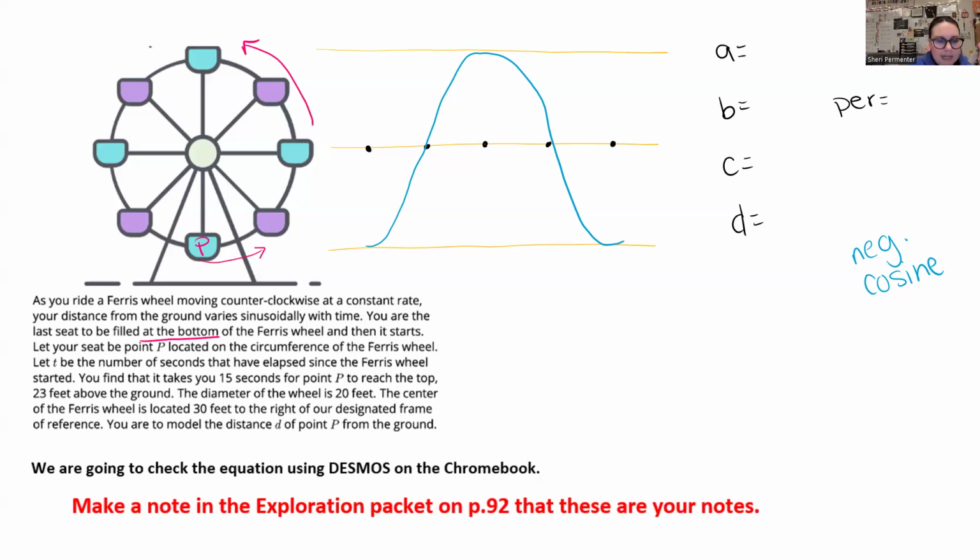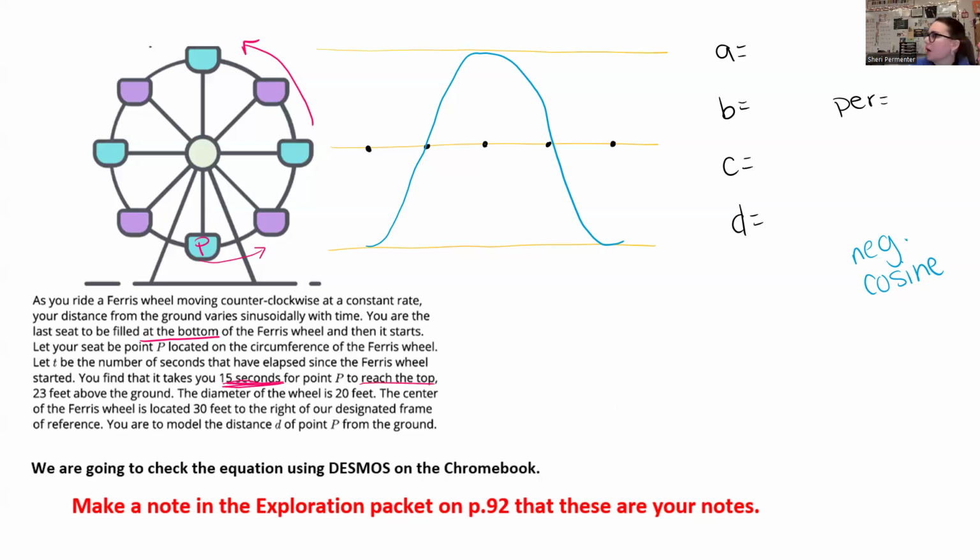Let T be the number of seconds. So our variable in the equation is going to be T. The units of measure are going to be in seconds. You find that it takes you 15 seconds to reach the top.